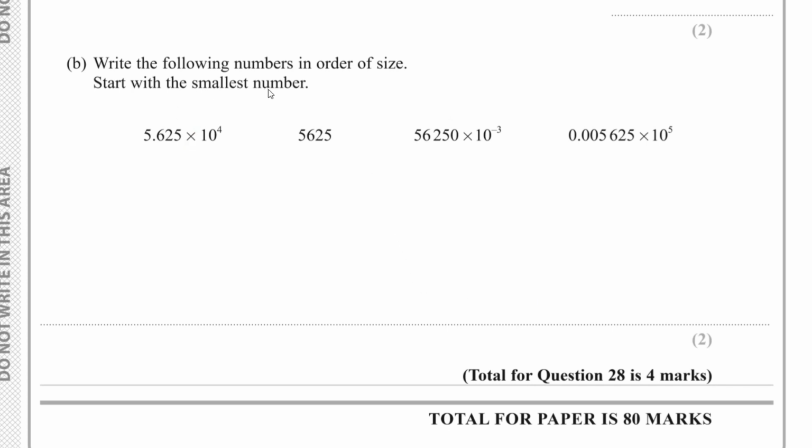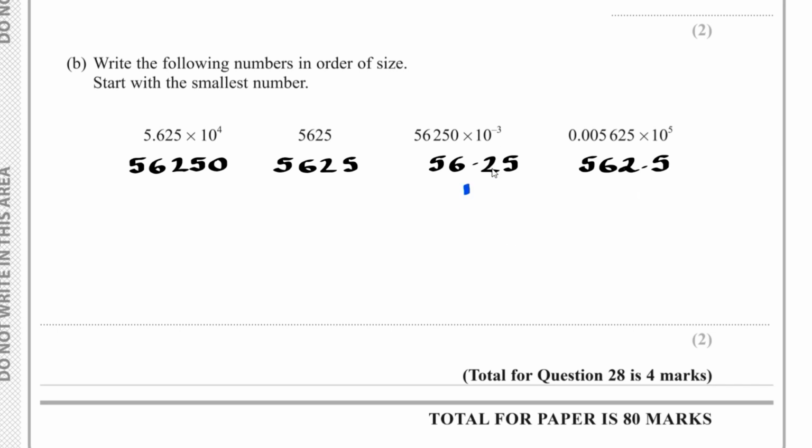Part B, we have to write the following numbers in order of size. Start with the smallest number. So we've got the 5.625 times 10 to the 4 as an ordinary number. That's 56,250. Then we've got the 5,625. Then we've got the 56,250 times 10 to the -3, which is 56.25. Then we've got the 0.005625 times 10 to the 5, which is 562.5. So the smallest number is this one, followed by this one, followed by this one, followed by this one.